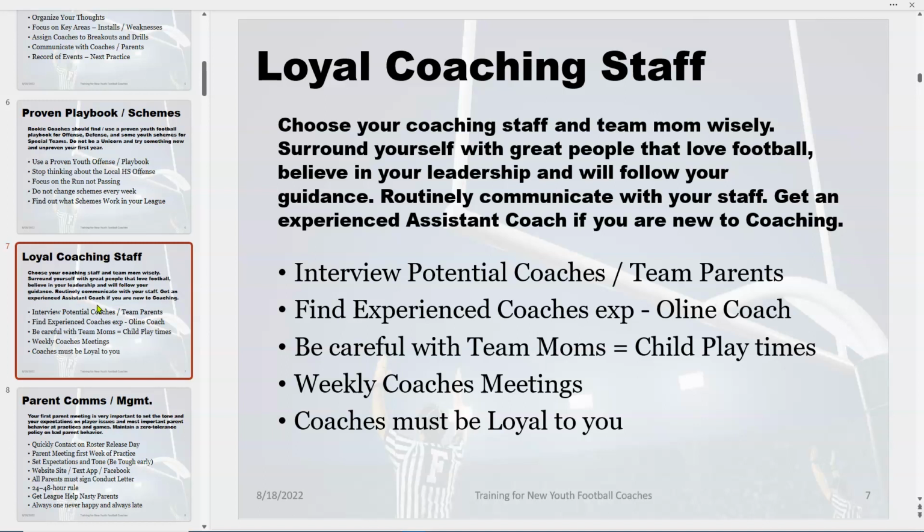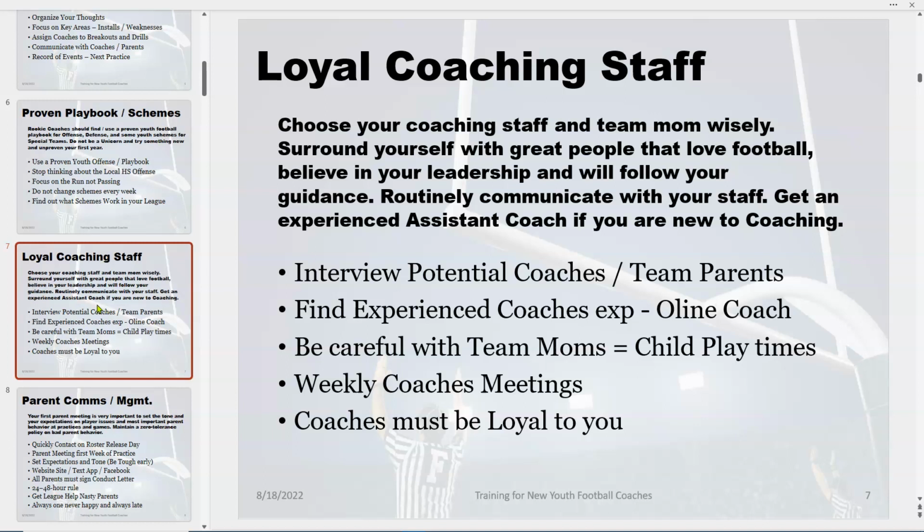So a couple of things that I always like to do is interview potential coaches that I want to be a part of the team. Also with the team parents, just so they're going to mesh with your vision. You want to find experienced coaches if you can. That helps a ton, especially an O-line coach if you're not going to take the offensive line. The offensive line is really critical at the youth football level because you can be very competitive without having top-tier talent in the backfield if you can block really well.